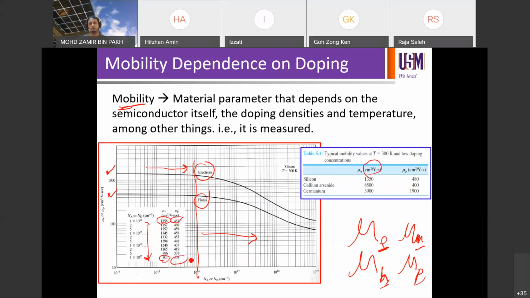So if you dope your silicon beyond 10^17, you can also get pretty much the same trend for gallium arsenide and germanium, but the rate is different depending on the material. And this particular chart is for silicon at 300 Kelvin. Okay.